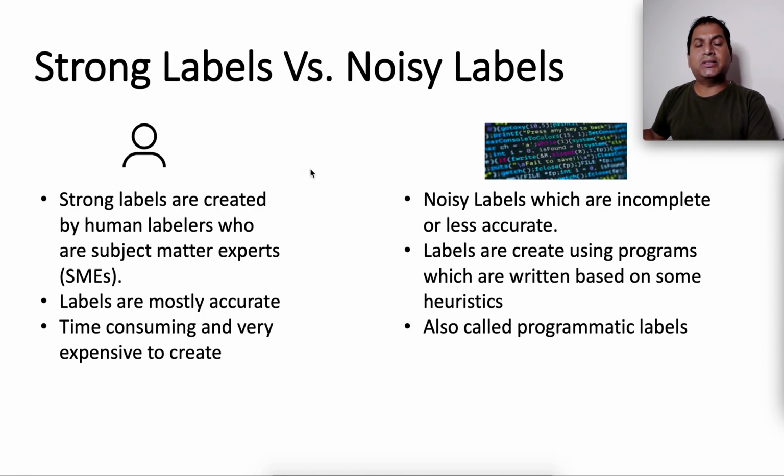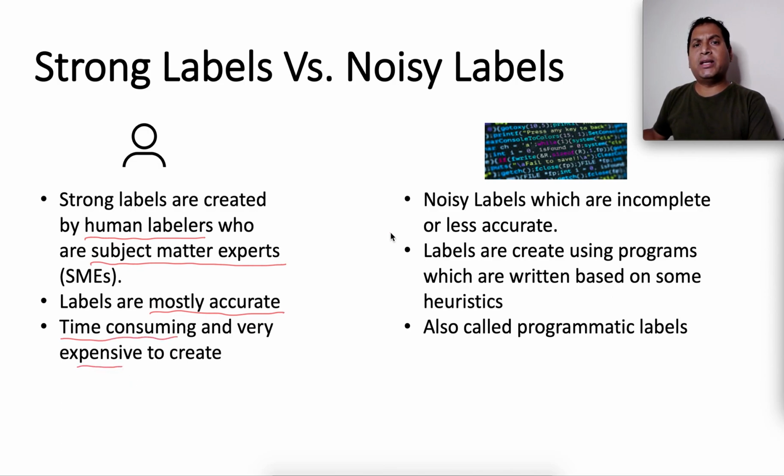Weak supervision is based on a concept called noisy labels, vis-a-vis the strong labels which are created by human labelers. Of course, they would be subject matter experts, so they will go through each sample and example very carefully, understand which class it belongs to, and label them. Those labels are mostly accurate. But one of the challenges that we already discussed is that they're very time consuming and very expensive to create.